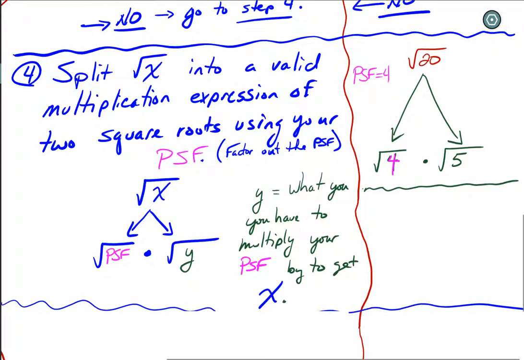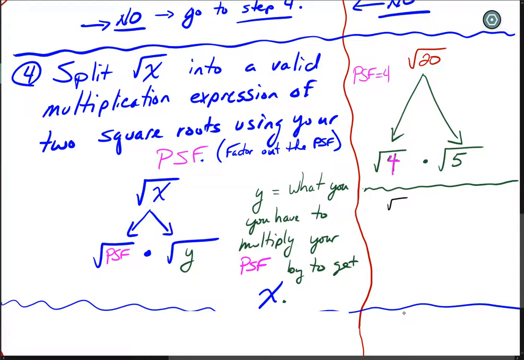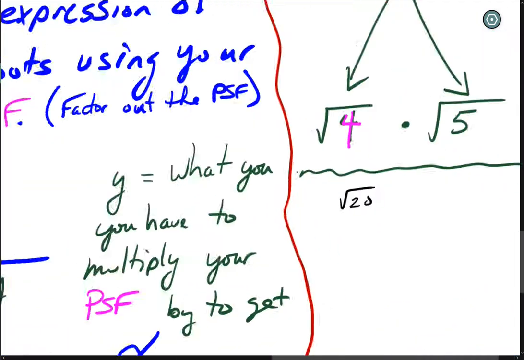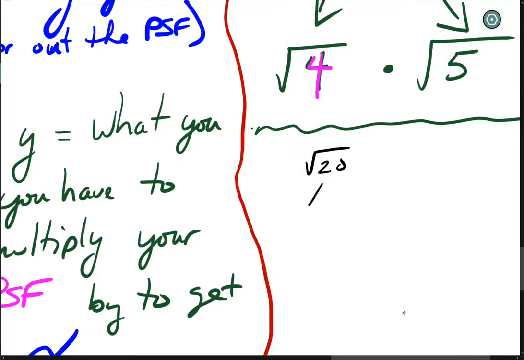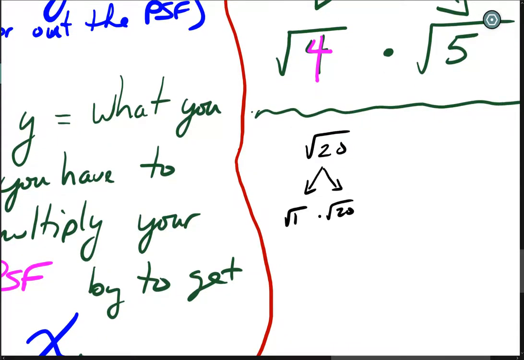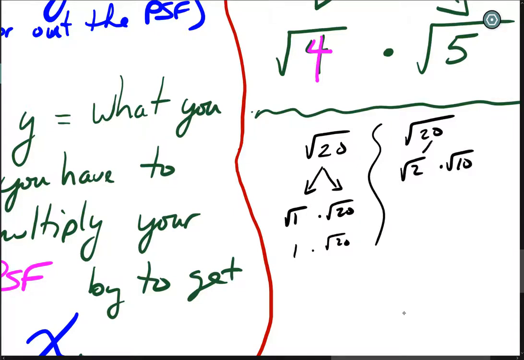And don't write this down, but I'll zoom in here. Square root of 20. There's nothing that says I can't break that up into the square root of 1 times square root of 20, right? I could also break it up into square root of 2 times square root of what? See how you're just factoring it? Thing about it is, these don't really do you any good. You just get back to square root of 20.